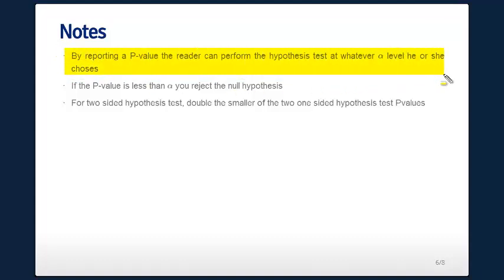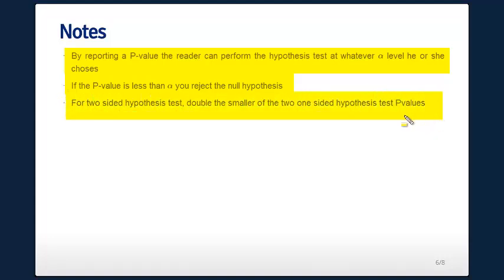One reason I like p-values is if someone gives you a p-value, then the reader or interpreter of your test can perform the hypothesis test at whatever alpha they like. They reject if the p-value is smaller than alpha, and they fail to reject if the p-value is larger than alpha. That's one reason why I like p-values, because then the person can calibrate the test however they'd like. If you just tell them I rejected or I didn't reject, you haven't given them the same amount of information.